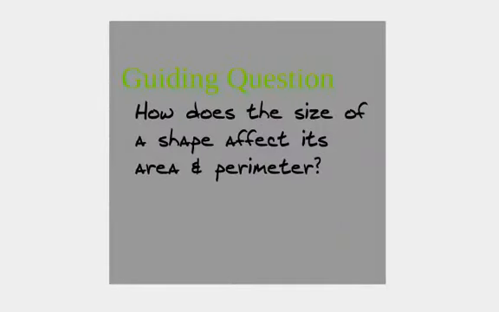And our guiding question we're going to ask ourselves is, how does the size of a shape affect its area and perimeter? If I double a shape's size, what does the area do? And what does the perimeter do?